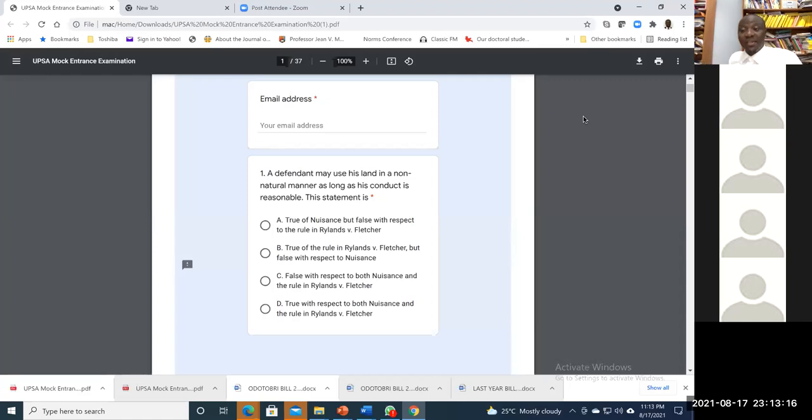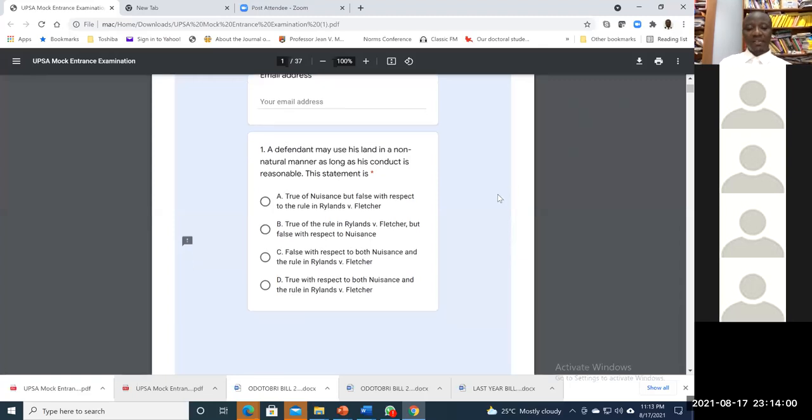All right. So you can notice that right away we can dismiss B. C, false with respect to both nuisance and the rule in Rylands and Fletcher, where your conduct does not defy reasonableness. You could escape liability under nuisance. Then D, true with respect to nuisance and the rule in Rylands and Fletcher. No, the two cannot be true, so that you validate A as the answer.